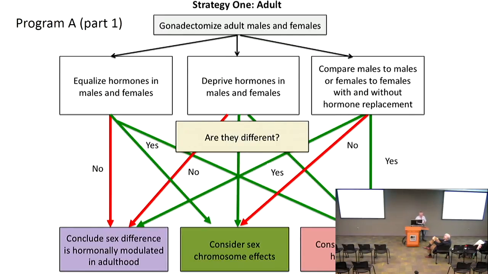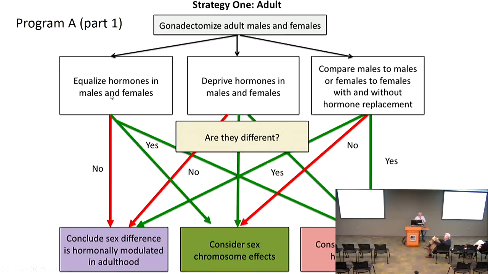So here's the first strategy, Program A, Part 1: do adult hormones account for this? And in our field, Cindy and I have a joke about how to cook chicken dinner: step 1, steal one of your neighbor's chickens. For us, how do you study sex differences? Step 1, take out some gonads. So the first thing you do is remove the gonads in males and females to get rid of the source of sex differences in hormones, and then see whether that gets rid of the difference.